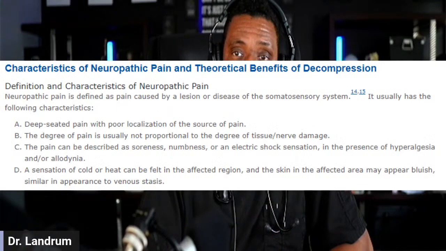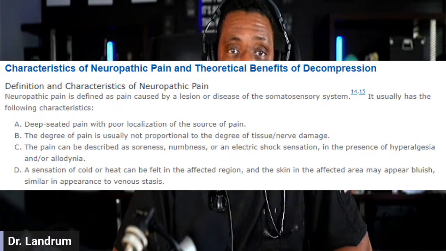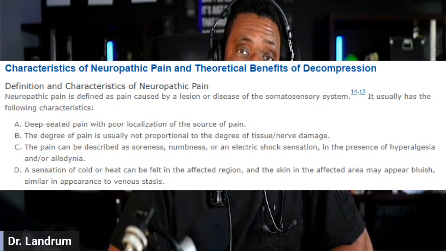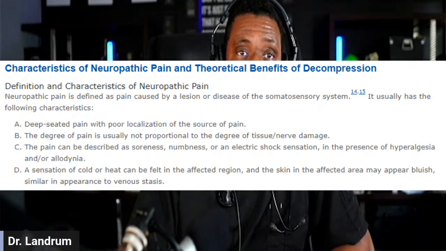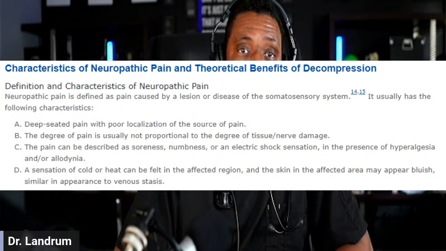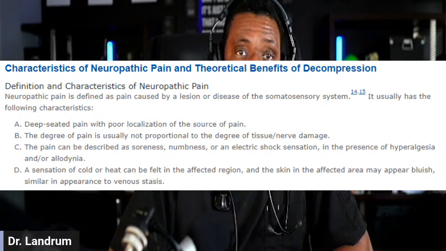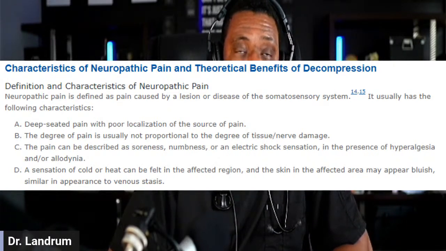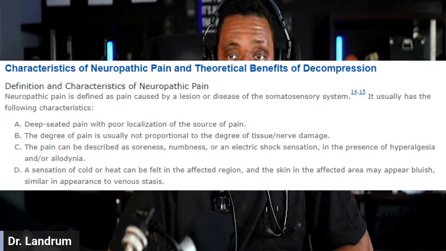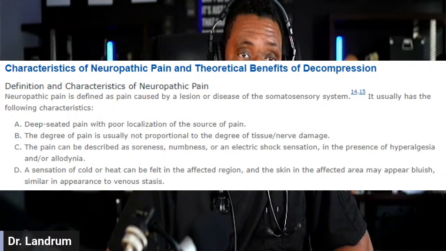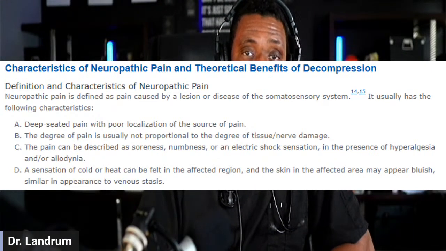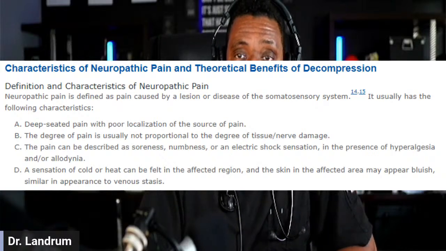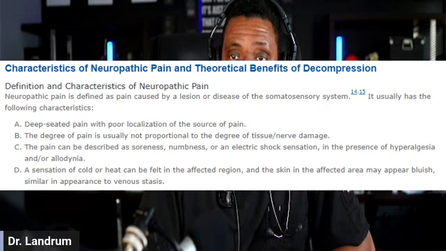So when we take a look at this, how does that compare to traditional definitions of neuropathic pain, which is just nerve pain in general? Well, one of the things that we see is that it's normally poorly localized, it's deep-seated, it's a pain that's out of proportion to what you would feel from an injury, like a cut or a bump. There's soreness, there's numbness, there's an electrical shock, and a sensation of cold or heat can affect the area. So when we talk about the different reasons and rationales for it, it's plentiful.